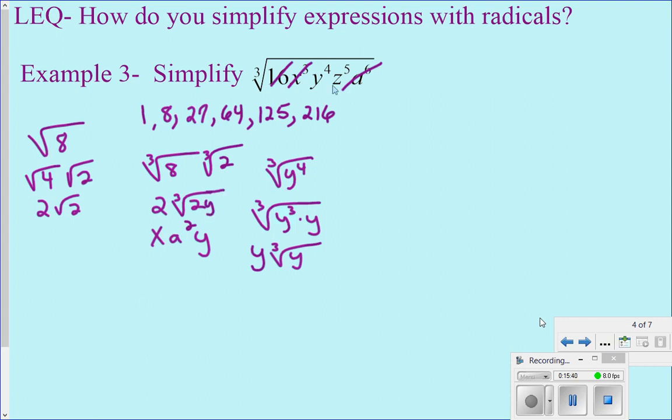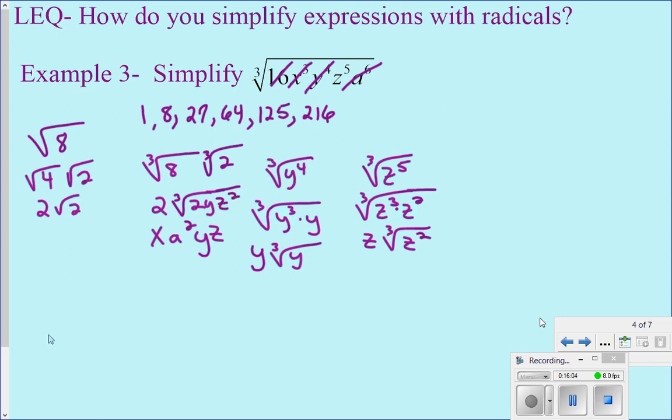Now last we have the z's. So I want the cube root of z to the 5th. So I'm going to rewrite that as the cube root of z cubed times z squared. Well, the cube root of z cubed is z, and I'm left with the cube root of z squared. So I have a z, and I have underneath the cube root a z squared.